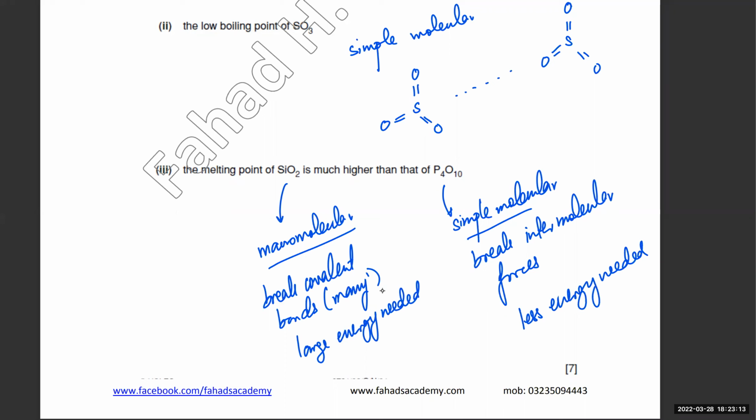So remember, you have mainly three types of structures. You've got metallic, you've got ionic, and you've got covalent. Within covalent there's another one, which is macromolecular or giant covalent.